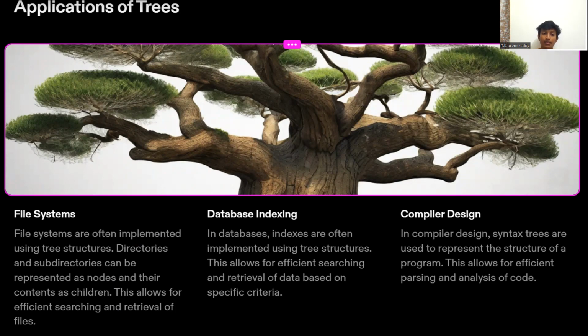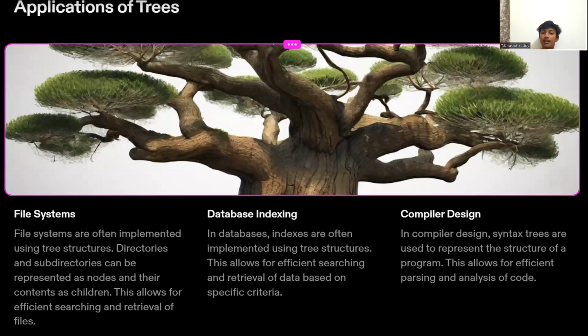File systems. File systems are often implemented using tree structures. Directories and subdirectories can be represented as nodes and their contents as children. This allows for efficient searching and retrieval of files. Database indexing. In databases, indexes are often implemented using tree structures. This allows for efficient searching and retrieval of data based on specific criteria.